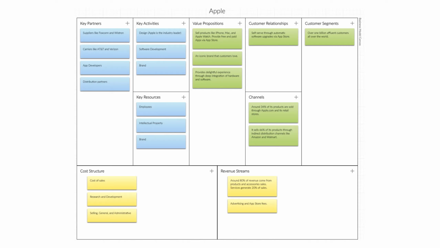Got it. And what channels does Apple use to sell their products to their customers? In a sense, how does a customer get Apple's products? That's what the channel section is. Well, 34% is from first party, which is Apple's own physical stores and their own website. But most of their sales come through third parties and partners, such as retail stores like Walmart, online stores like Amazon, and wholesale places like Costco.